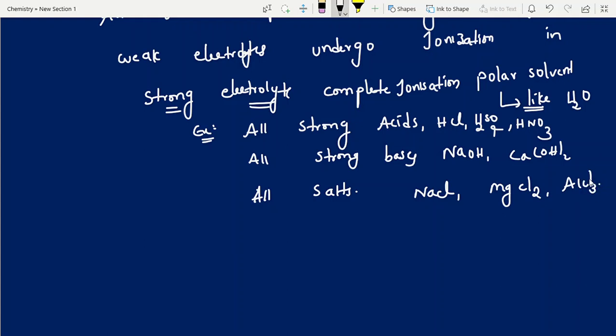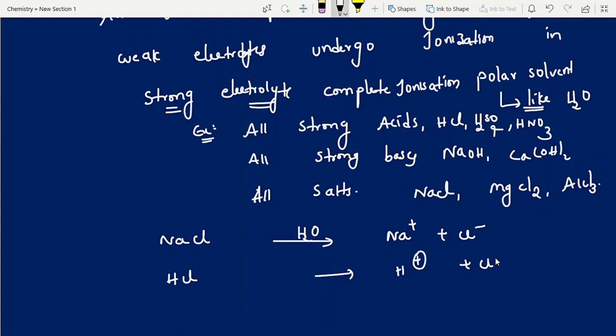Students, look into this. Suppose NaCl is put in water, a polar solvent. Then what happened? It dissociated into Na plus and Cl minus. So complete dissociation, complete ionization takes place. Even HCl in water, what happened? Complete ionization, H plus and Cl minus, like this.